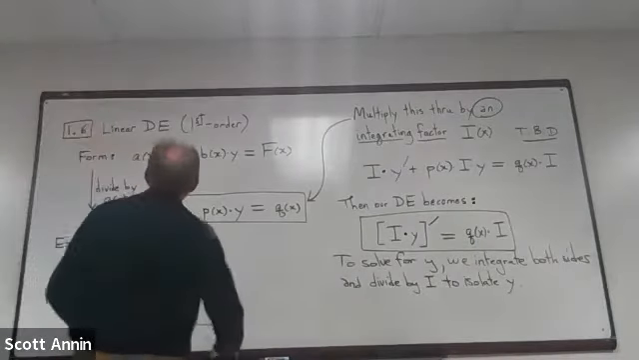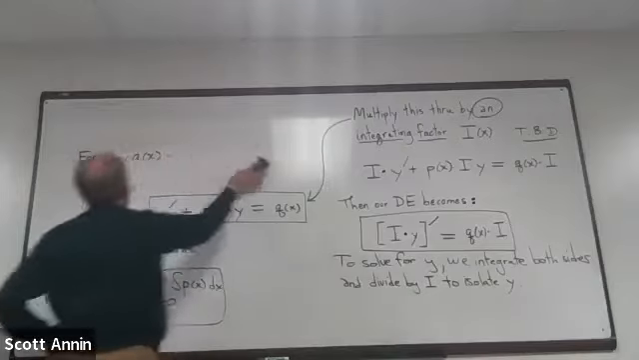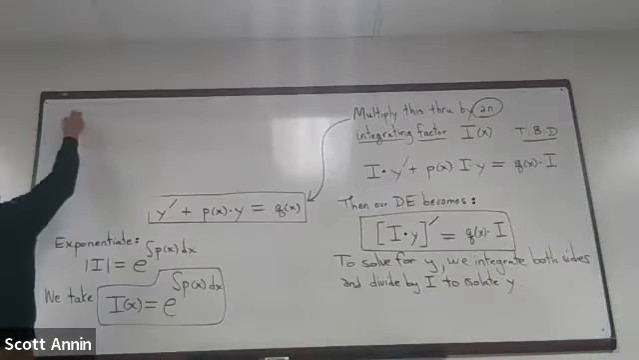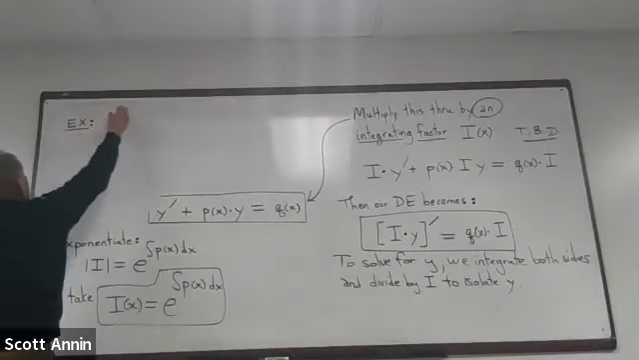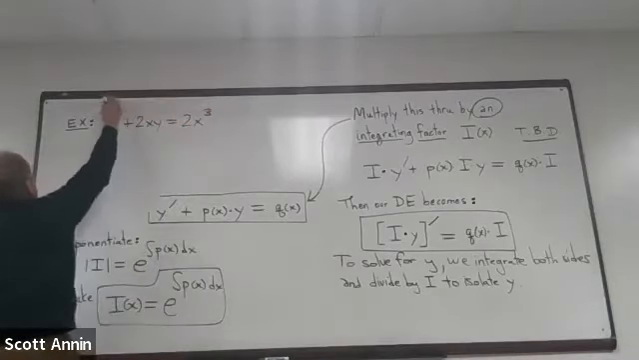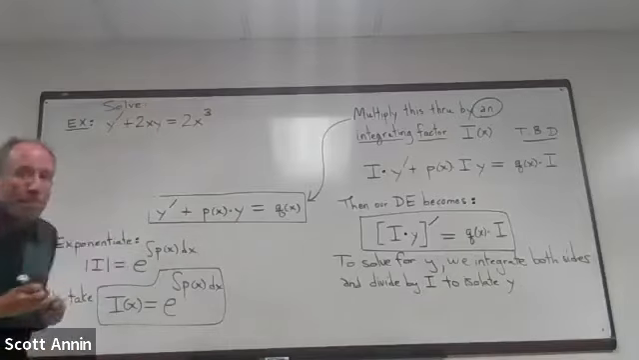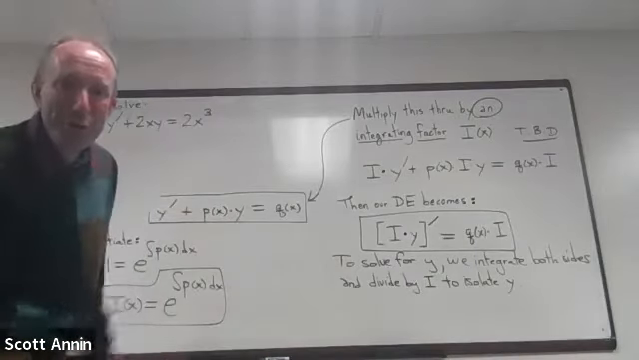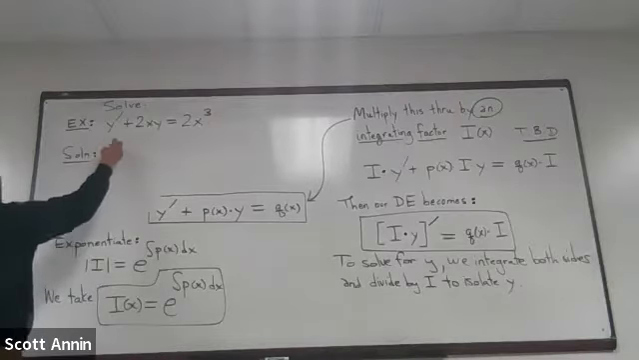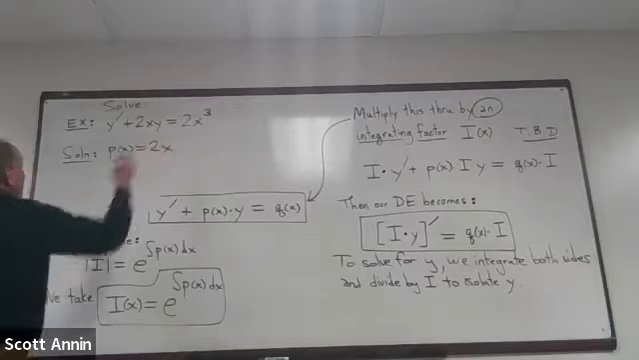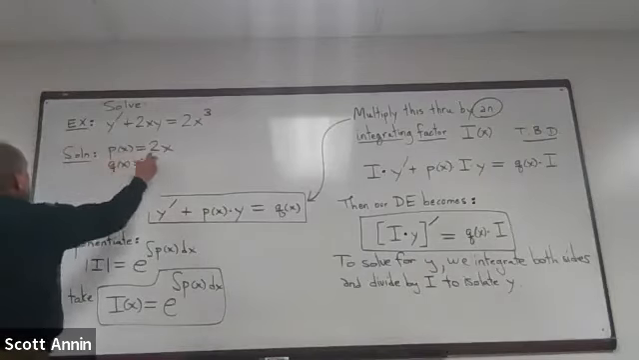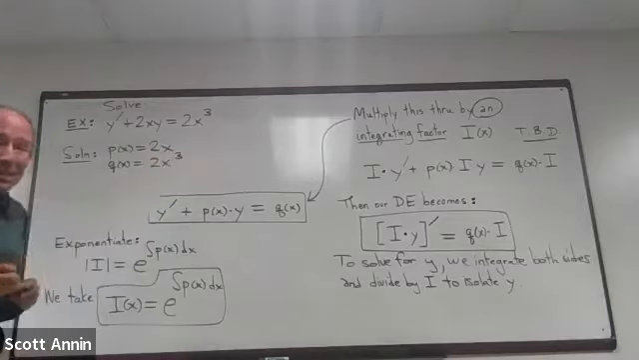Okay, let's go and try that example that I was using earlier to start our conversation here. And let's see if we can solve it now using what we've just learned. y prime plus 2xy equals 2x cubed. And what I would like to do is solve this differential equation. As we mentioned earlier, for the solution here, we've already gone through and identified p of x, which is 2x in this case, and q of x, which is 2x cubed in this case.